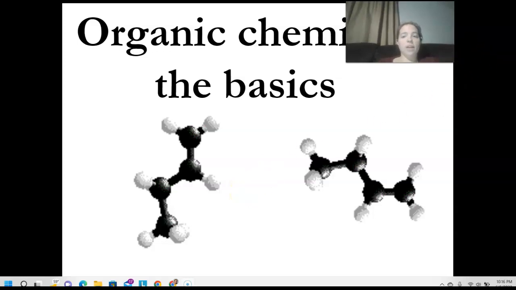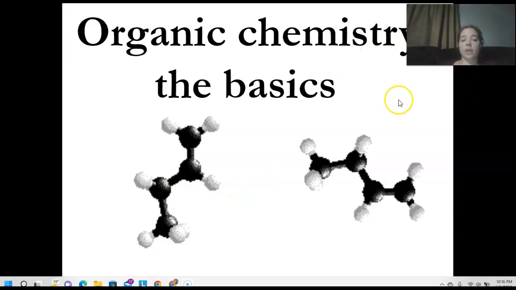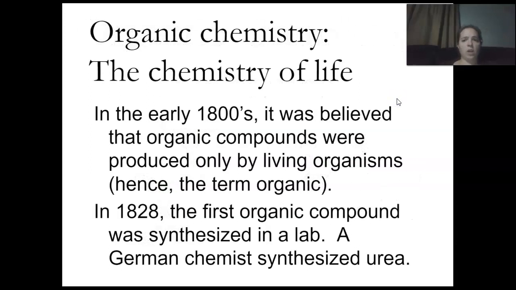All right, so the last and final unit we're going to look at is organic chemistry. We're going to look at the basics, naming the different types of organic molecules there are. In the early 1800s, it was believed that organic compounds were produced only by living organisms, which is why it's called organic. In 1828, the first organic compound was synthesized in a lab. A German chemist synthesized urea.